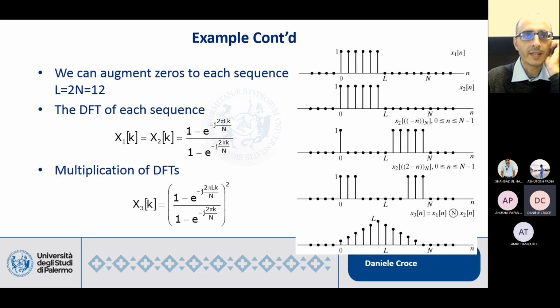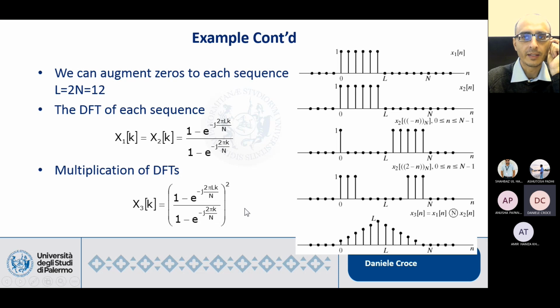Okay, let's see another example. We increase the number of samples to 12. It's the same sequence up to 6 points only, but the remaining points are 0. Now what happens? The DFT of the sequence is this one here. And when you do the multiplication of the two DFTs, you obtain this.